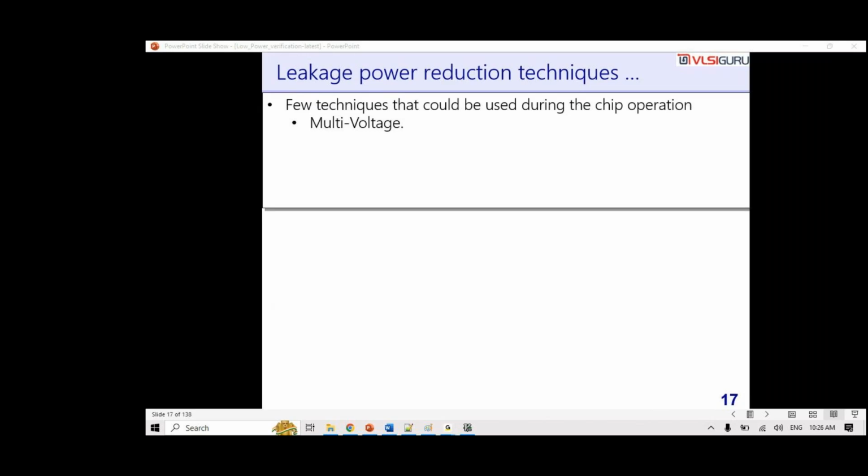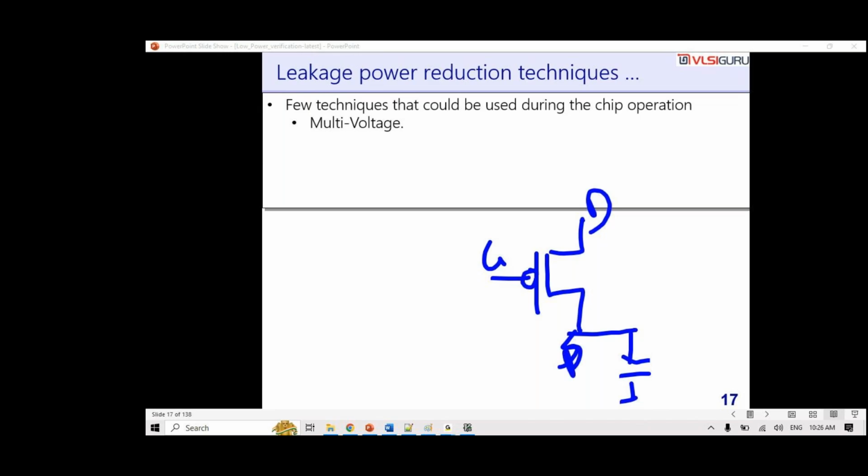If I show, this is my transistor. Okay, here a capacitor is there. And this is the gate, let's say this is the drain, let's say this is the substrate. Sorry, it's a mistake. It should have been this one, it should have been drain, it should have been the supply, because I'm talking about PMOS here.